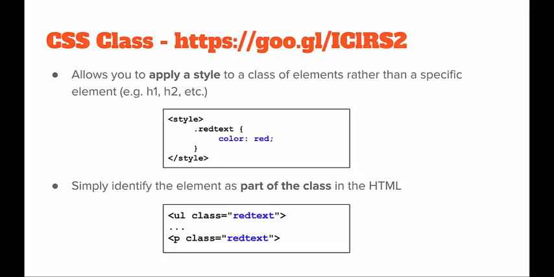Recall last time we talked about the idea of a CSS class, and this allows you to apply a particular set of styles to a class of elements rather than just a specific element. And we talked about how we could use the style tag to help do this. Feel free to review the page using the URL at the top of the screen. We also talked about how once we've created a style class, we can refer to that class within our individual tags. As you can see at the example here on the bottom for the UL and the paragraph tag, we can use the class attribute to specify what style class we wish to apply to that particular element.